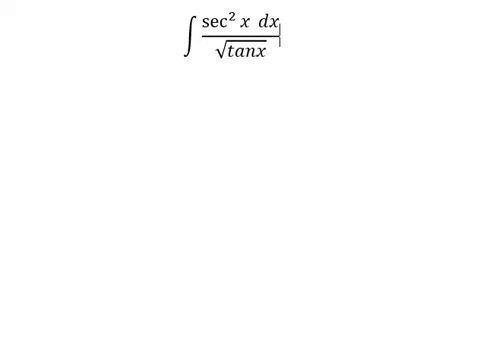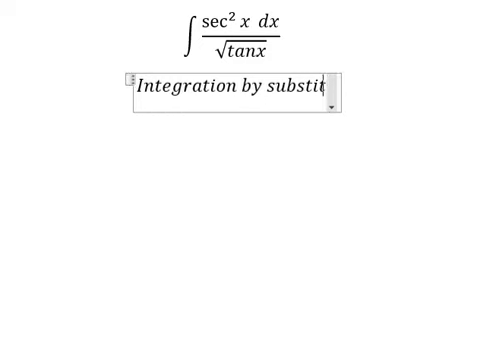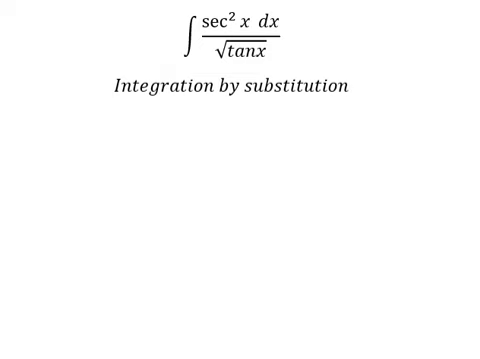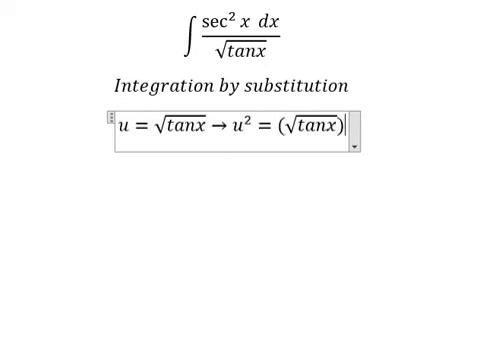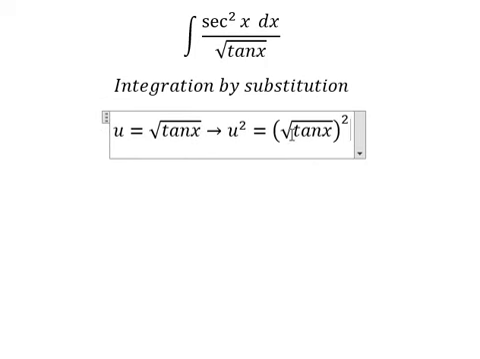Next, we need to use integration by substitution. So I will put u equals the square root of tan x. Then we square both sides to cancel the square root.